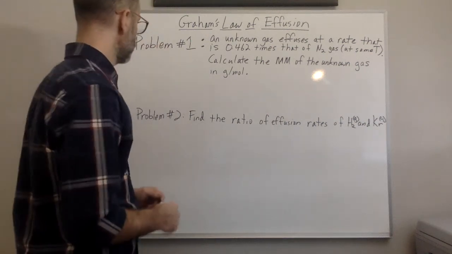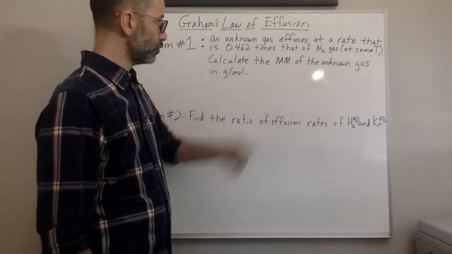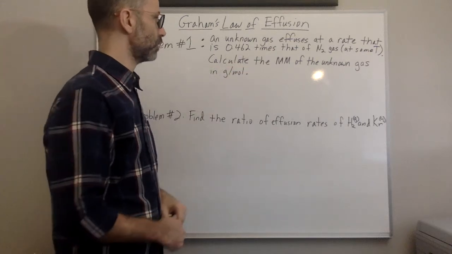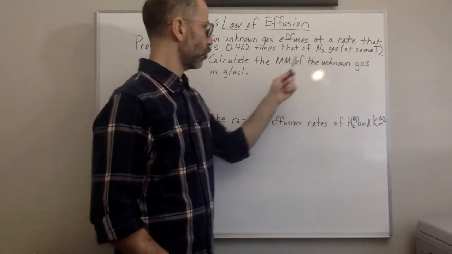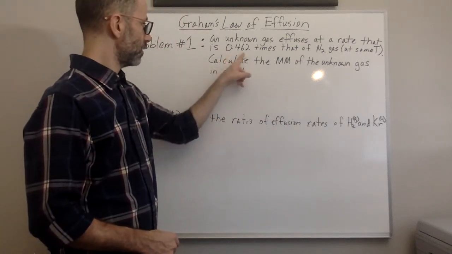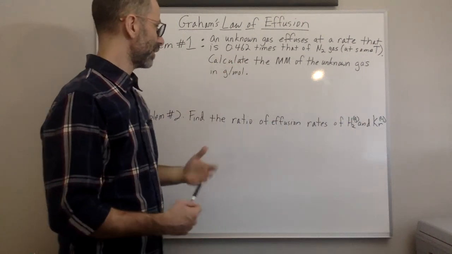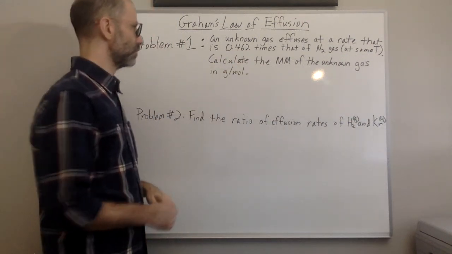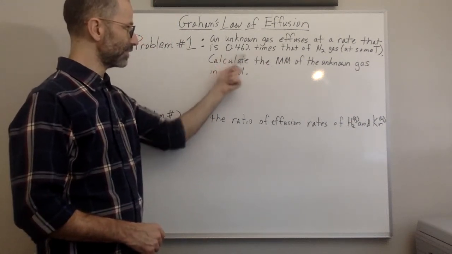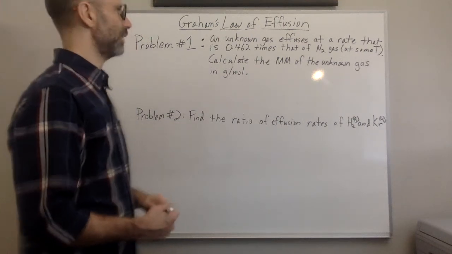In the first problem, you have an unknown gas that effuses at a rate that is 0.462 times that of nitrogen gas. So you've got an unknown gas that's being compared to nitrogen gas, and it's traveling this many times that of nitrogen gas. You can see that it's less than 1, so whatever this unknown gas is, it's at a slower rate compared to that of nitrogen.